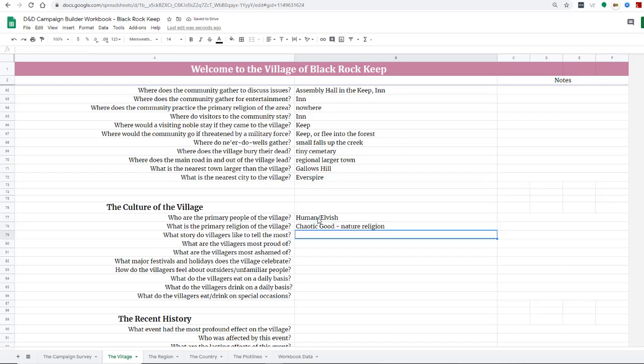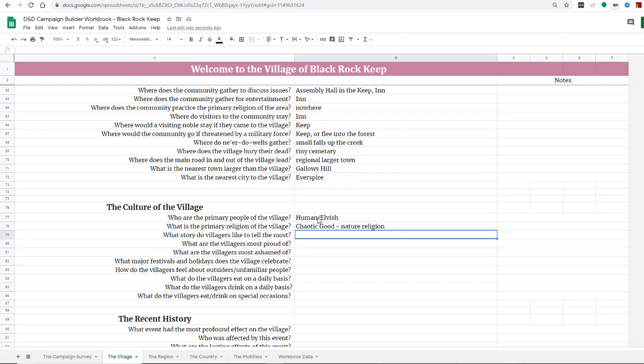And what story do villagers like to tell the most? And this is, if you're to visit the village and you're talking with somebody, they have something that they want to tell you about the village, like the history of the village, or something significant that's happened in the village. What would they most likely say if you were to ask, like, what's the most impressive thing that's happened here? The thing that people like to talk about the most, and this would be the story that they would tell.